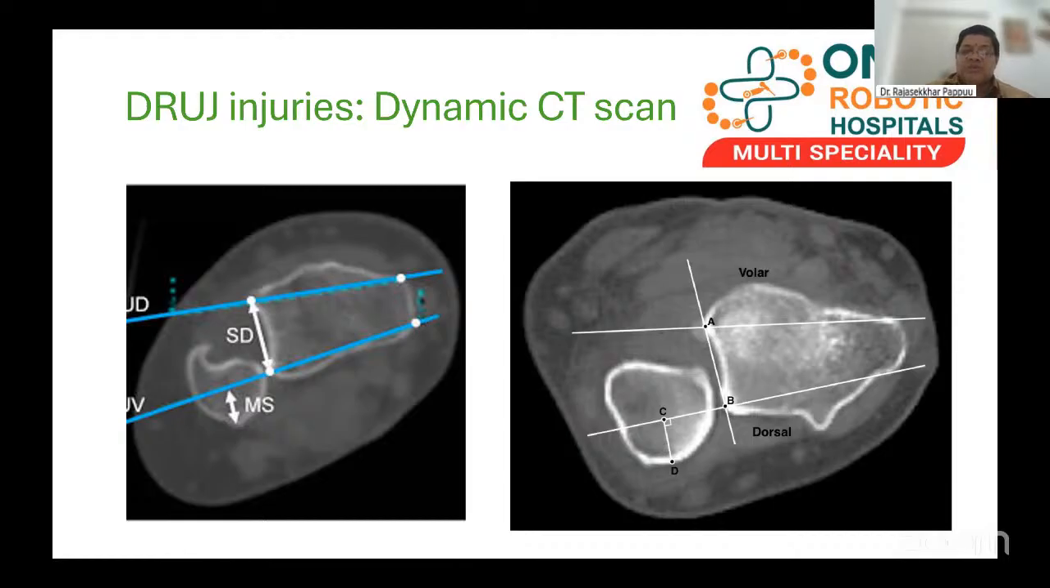Sometimes when the arm is in neutral position, it is in the original position, it's not dislocated. But when you do it in pronation or supination, usually it gets dislocated based on which ligament is torn. If the volar ligament is torn, then it will dislocate in pronation, and if the dorsal ligament is torn, it gets dislocated in supination.